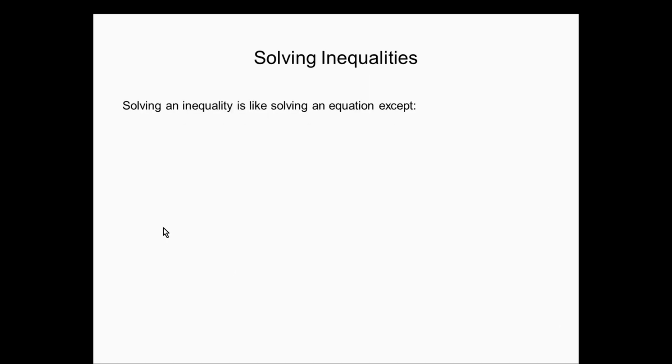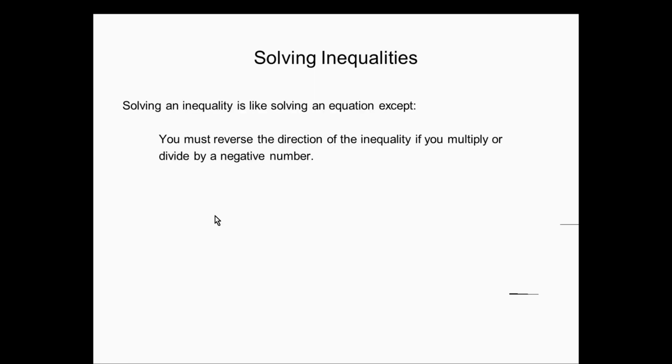Solving inequalities is like solving an equation, except you must reverse the direction of the inequality if you multiply or divide by a negative number. So remember, if you multiply or divide by a negative number, then you change the direction of the inequality. After you have all your x's together and all your numbers together, if there is a minus coefficient for the variable, then you will be changing the direction of the inequality.